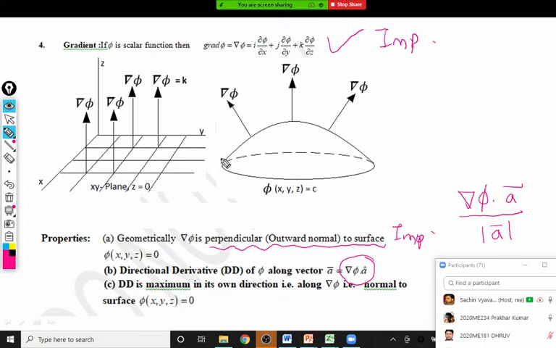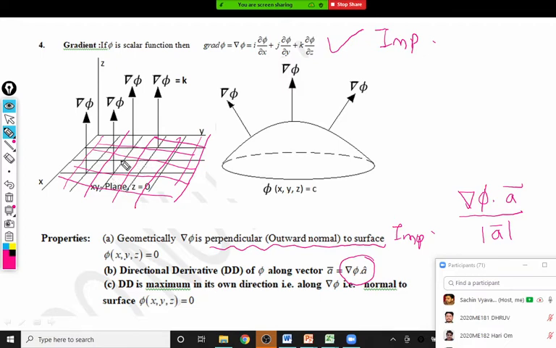Sir, I can't imagine this, that the rate of change is maximum along the normal. Okay, yes, that only I want to tell you. Suppose this xy plane is a heated plane. So this is some surface, with surface equation z equal to 0, and this is a heated plane.